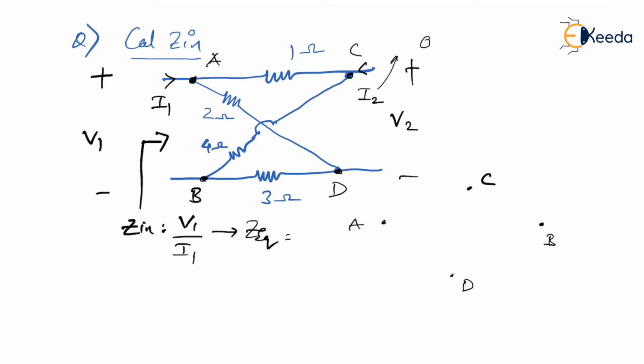Now observe this 1 ohm connected between A and C. So between A and C, I'm going to draw 1 ohm resistance. Next, as you can see, a 3 ohm resistance is connected between B and D. So I can draw a 3 ohm resistance between B and D. Next, as you can see, 2 ohms is connected between A and D. Let's draw it. And last, as you can see, 4 ohms is connected between B and C.